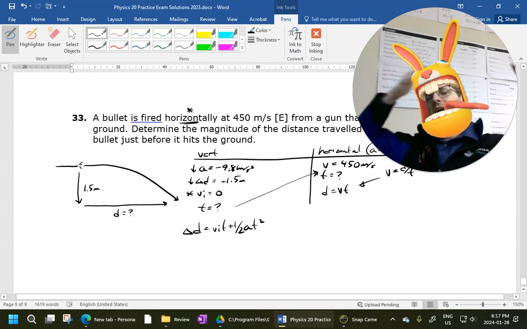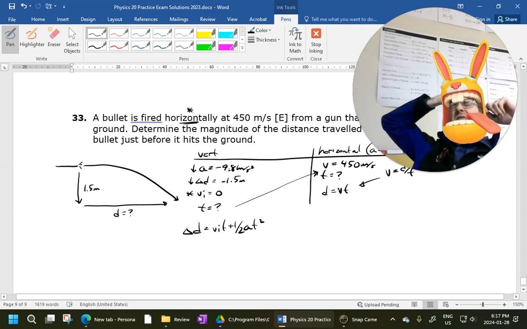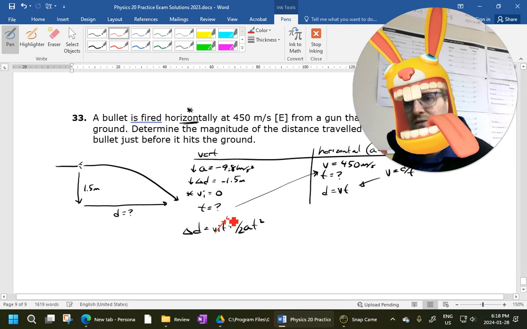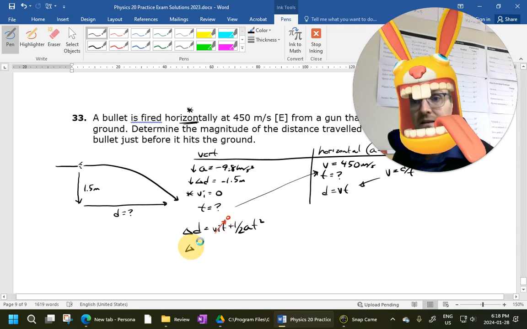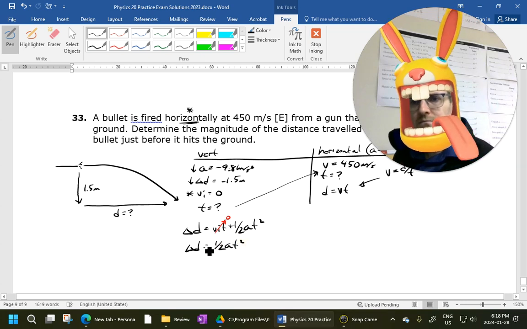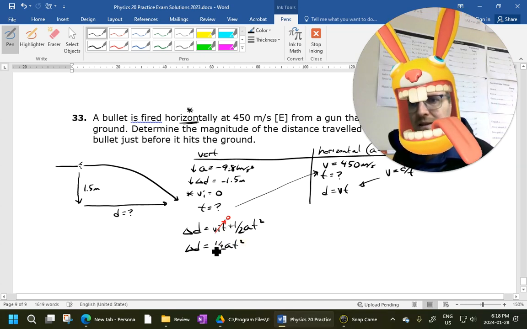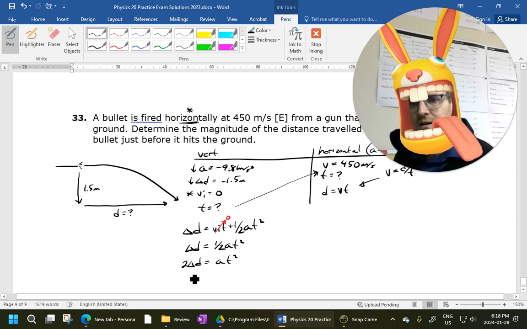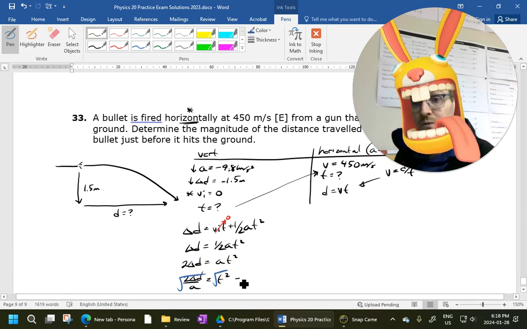And you're like, oh man, there's two T's again. We've got T squared and a T, so what do we do? Oh, but then we quickly calm down. We say, oh yeah, that's right, VI is equal to 0. So delta D equals 1/2 A T squared. We can cancel that first term because VI is equal to 0. Now it's much easier to solve for T. I multiply by 2 on both sides to get rid of the half. We divide by A on both sides to get rid of the A. We take the square root on both sides to get rid of the square.